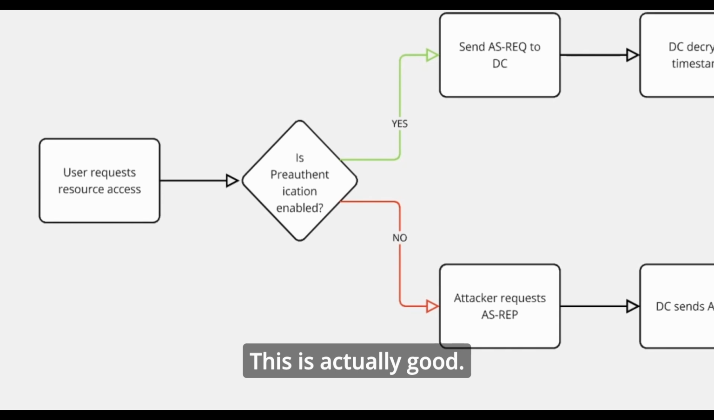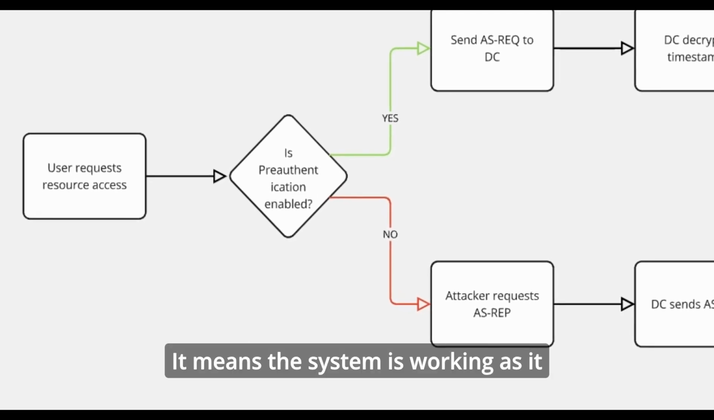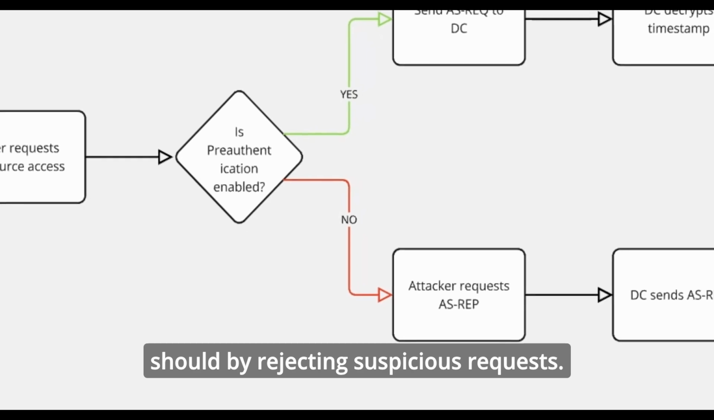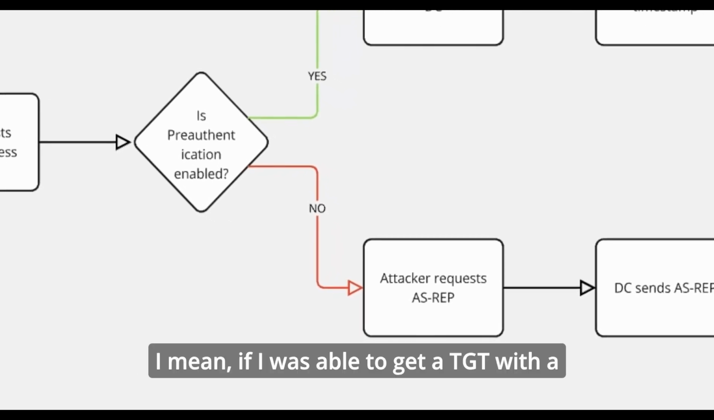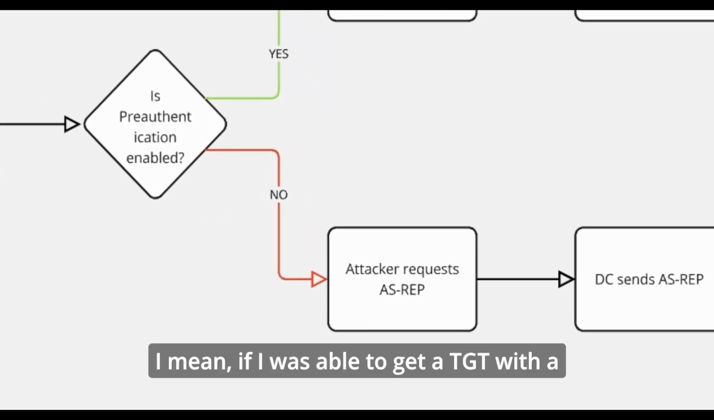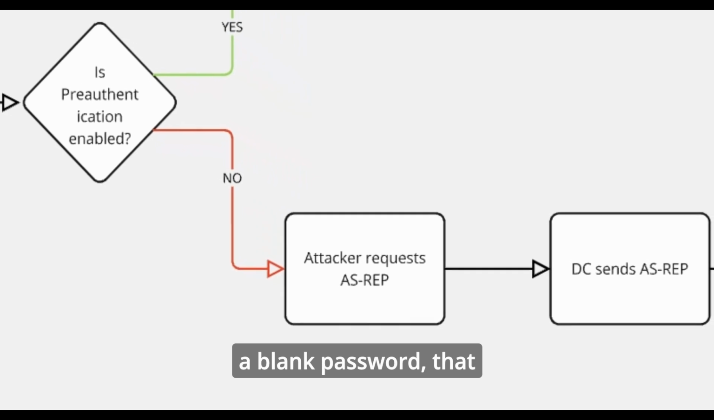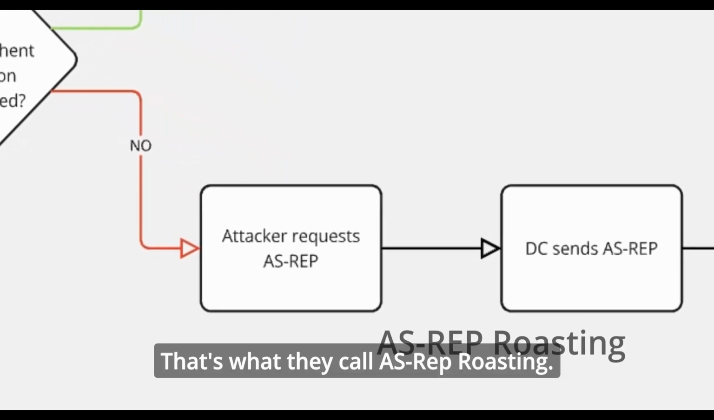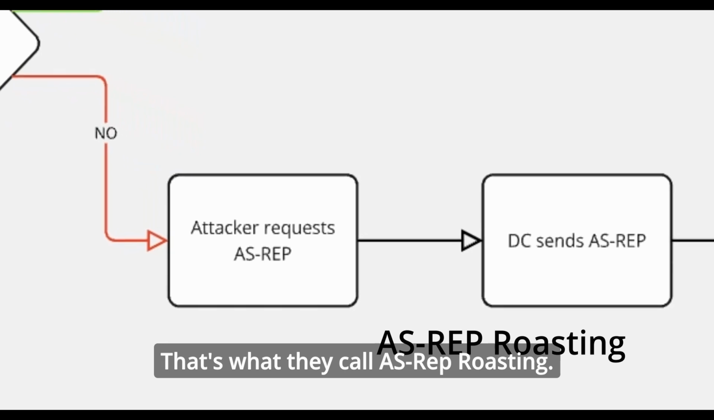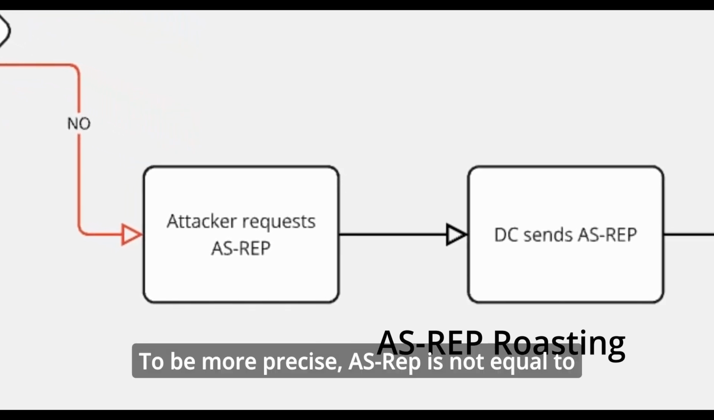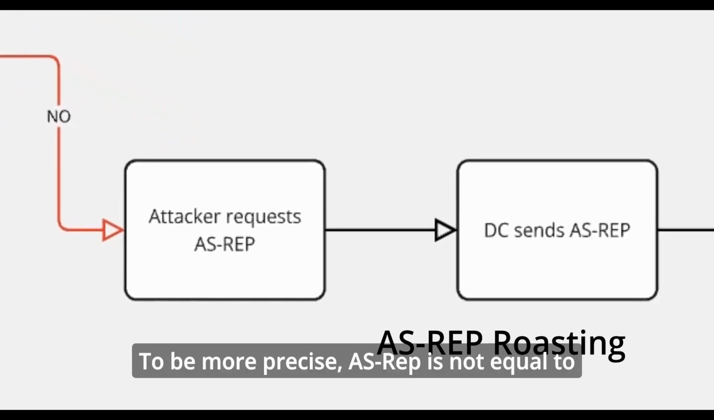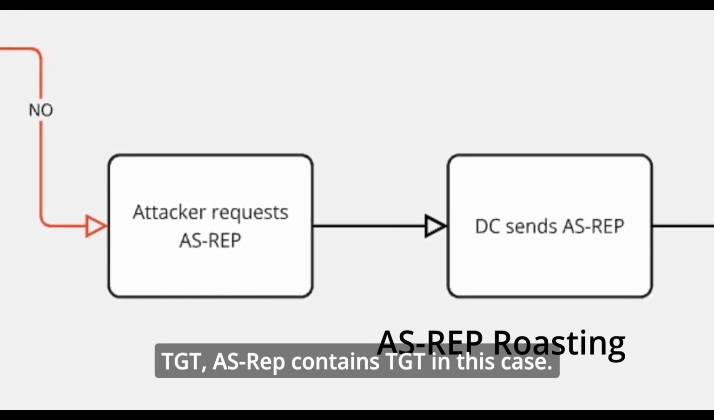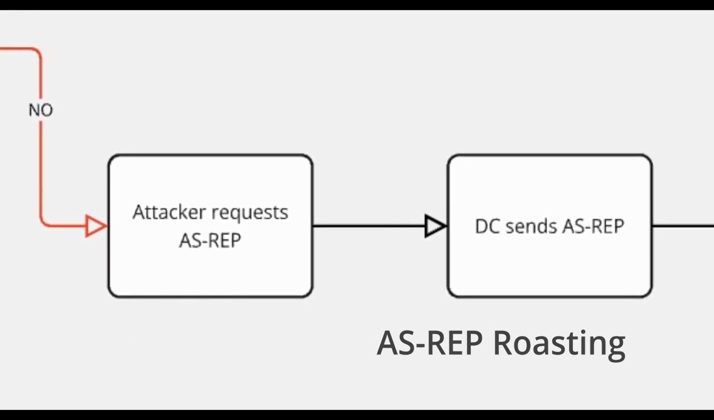This is actually good. It means the system is working as it should by rejecting suspicious requests. I mean, if I was able to get a TGT with a valid username and a blank password, that would be odd, right? That's what they call AS-REP roasting. To be more precise, AS-REP is not equal to TGT. AS-REP contains the TGT in this case.